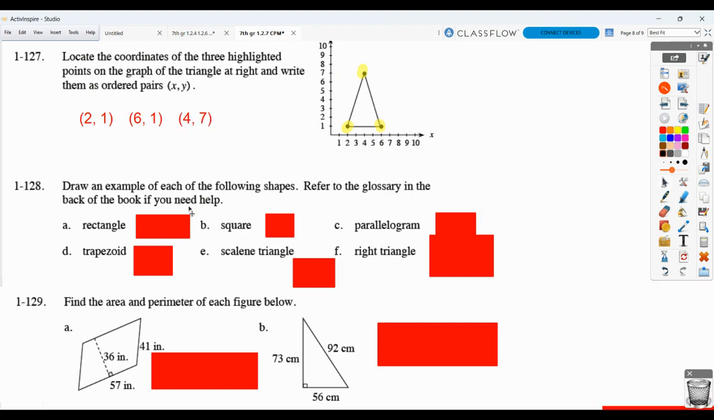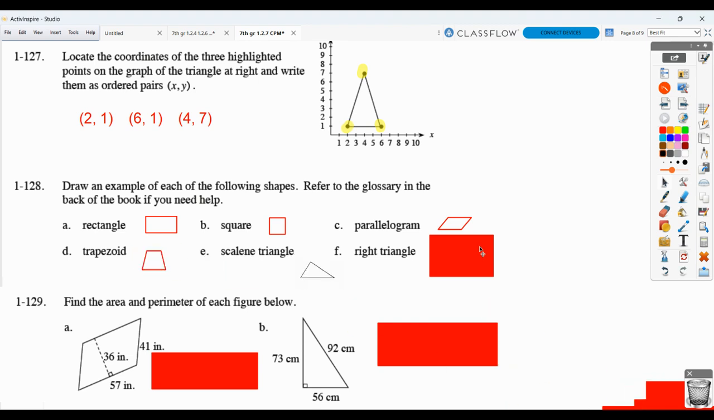Here you need to draw an example of each shape. If you want, you could even look this up on Google and insert those images into your document, or you could create your own. And one thing that I would mark on the scaling triangle is that since these are all different lengths from each other, we need to mark them accordingly.